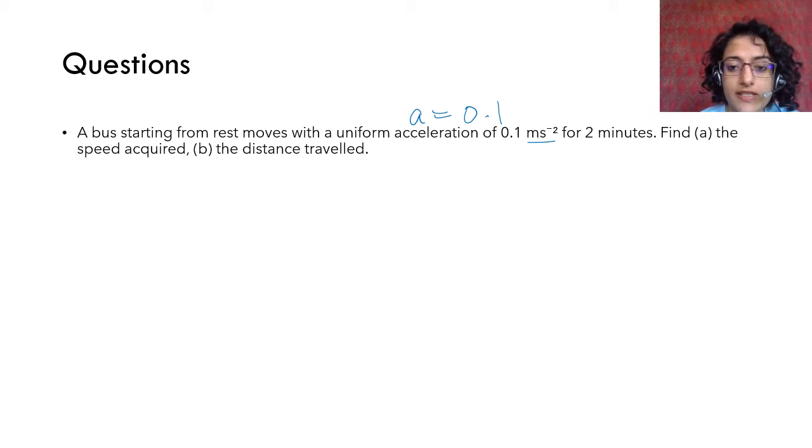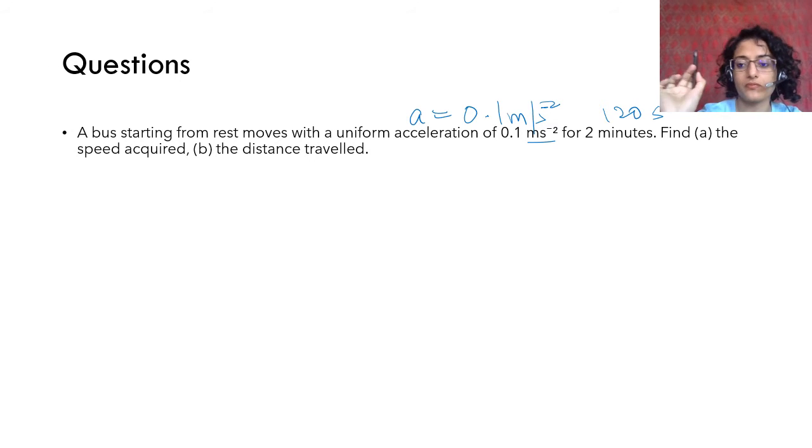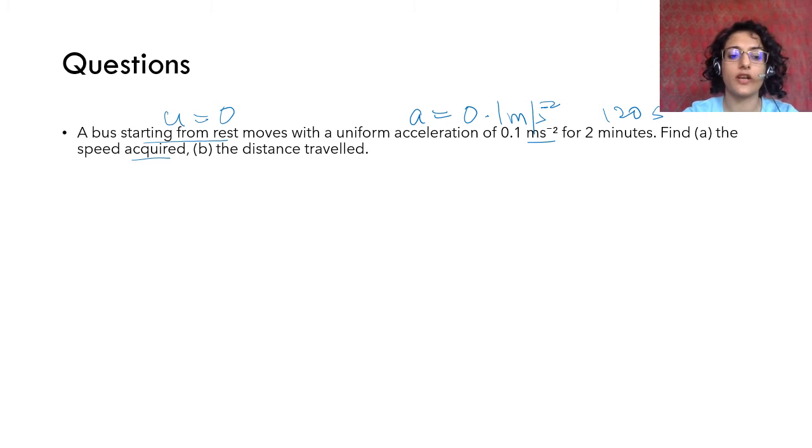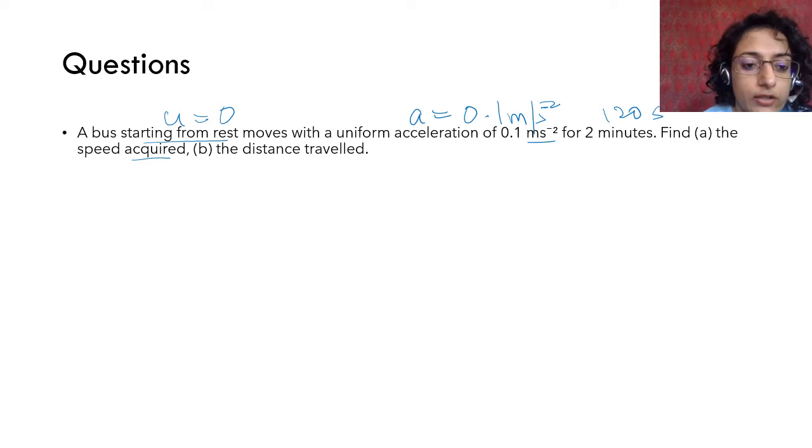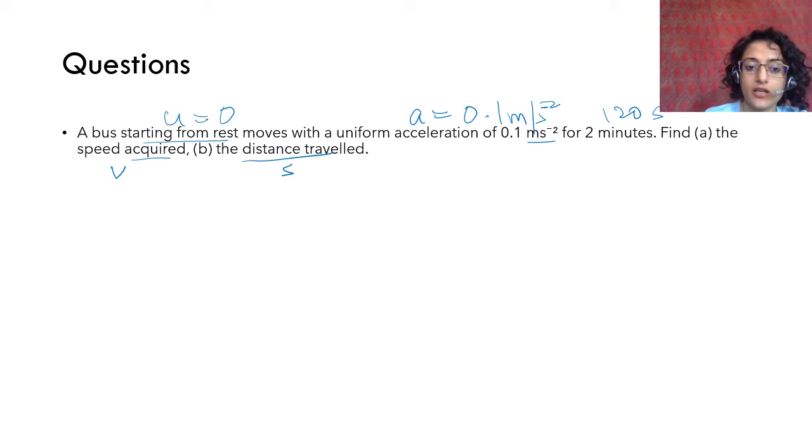Now since acceleration is given in seconds, we have to convert time into seconds. So 2 minutes is 120 seconds, right? Find the speed acquired. Since it is starting from rest, we know that u is equal to 0. All right, so these two things we know. We need to find the speed acquired, which is v, and the distance traveled, that is s. We will first find v because that is the way you can find both. There are many equations to follow.